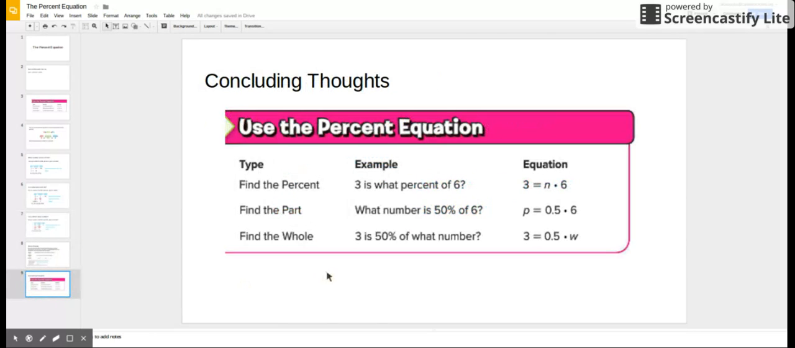All right, so your concluding thoughts. These are the three different ways to use the percent equation. You can literally solve any problem that asks you to find the percent, the part, or the whole using it.